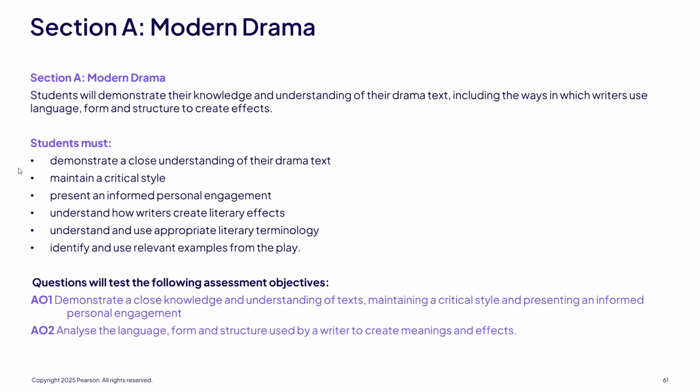So modern drama to begin with, we can see at the bottom there again that AO1 and AO2 are being assessed here. So we're looking at the ways in which their understanding of the drama text, including the use of language, form and structure here. So it's the critical style, it's the informed personal engagement, how the writers create literary effects, appropriate use of terminology. Remember, we've got that drama as drama document to help support you in this as well.